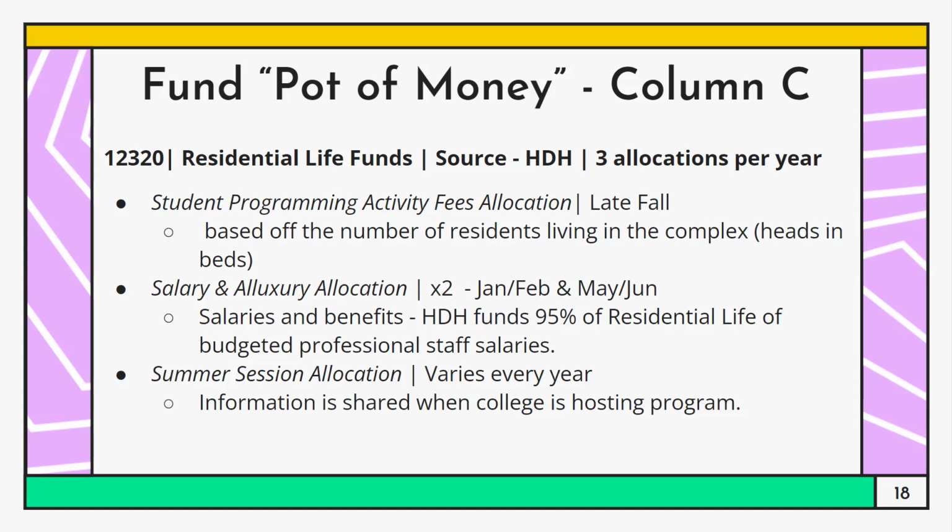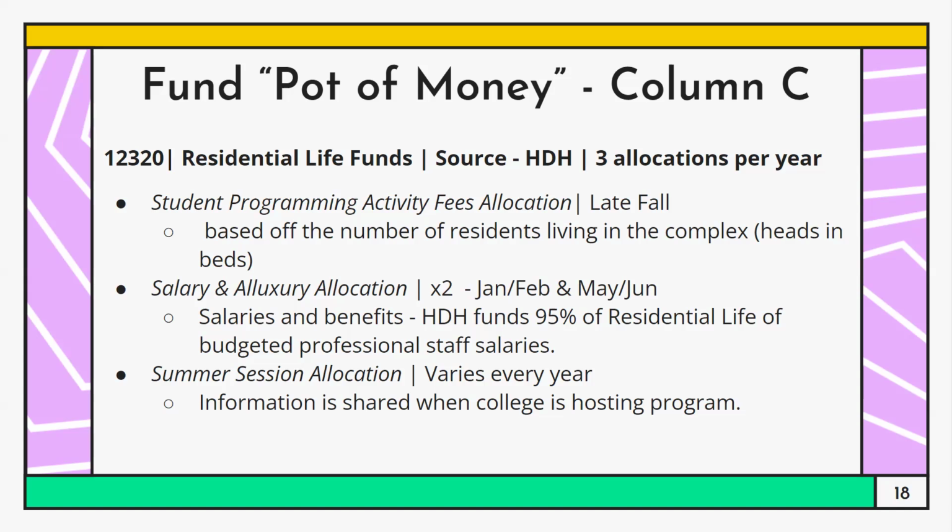The second type of money that residential life gets is the salary and auxiliary allocation. This is done in 2 disbursements every year. So once in January/February, and then a final adjustment done before fiscal close. This money is intended to cover the salaries and benefits of the professional employees. HDH covers 95% of their overall total.